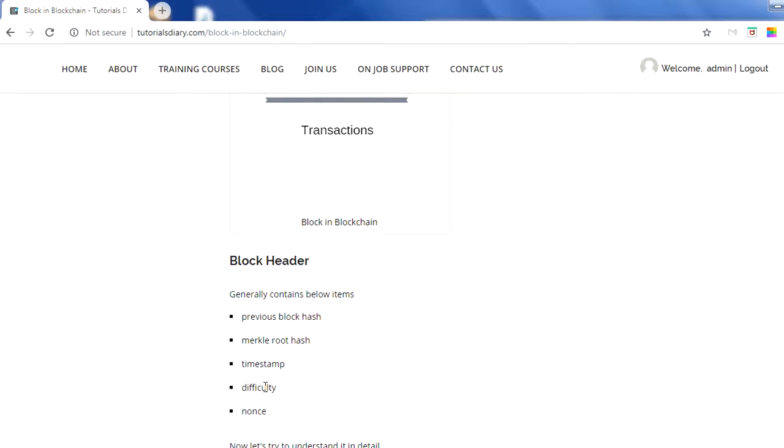Then difficulty. This is related to your mining. I'm sure that you people have heard about this word mining before also, how the mining happens. Mining is most popular because people earn money from mining, right? Like in Bitcoin, you will earn like 12.5 Bitcoins with one block mined, right? So this is the reason mining is very popular and people try to do some mining from their side. But mining is not so simple actually.